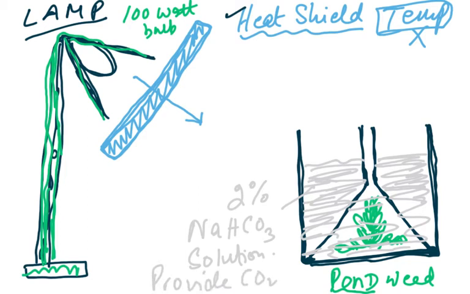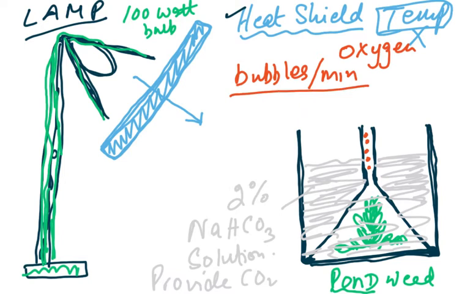The plant needs CO2. And after some time, what do we see? We see some bubbles coming out, and these bubbles are of oxygen. And we can count the bubbles per minute. So we count the bubbles per minute, and we have, say, 10 bubbles per minute, and then 12 bubbles per minute, and then 20 bubbles per minute.